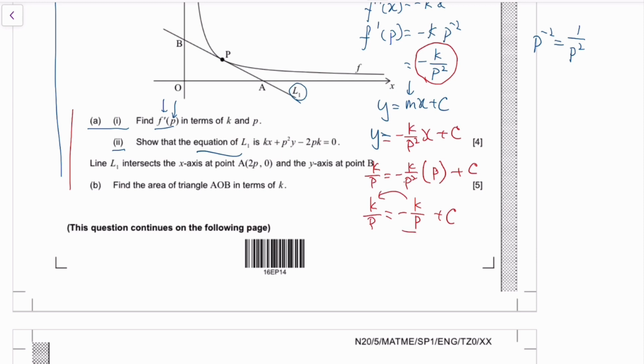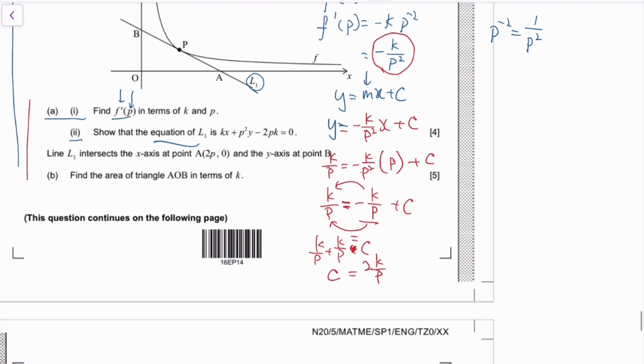So you add this to the other side. So you have k over p plus k over p. If you have the same thing, it's equal. If you have the same thing added to itself, that's 2 times that. Okay? So c is 2k over p. Let's go to the side. Therefore, the equation of the straight line, the equation of the tangent, is y equals minus k over p squared x plus c. You just put the c back in there. It's 2k over p.